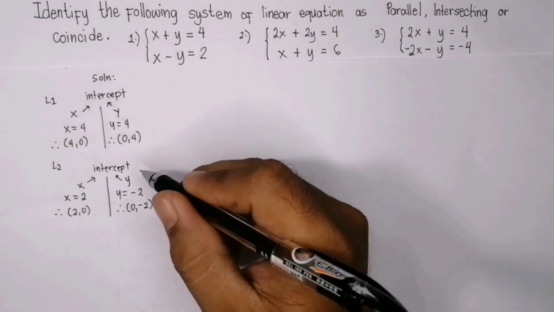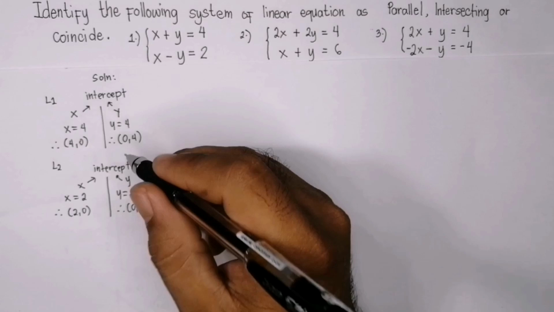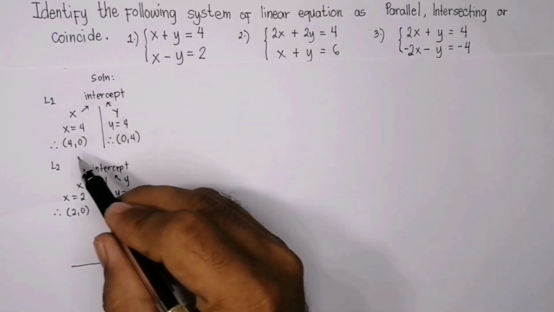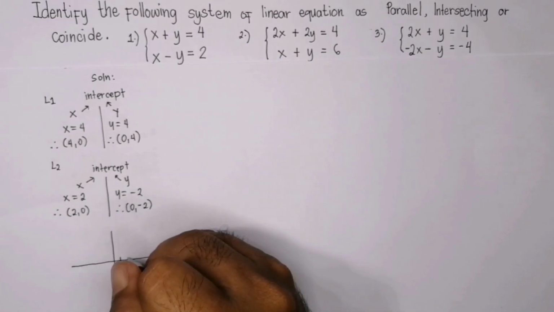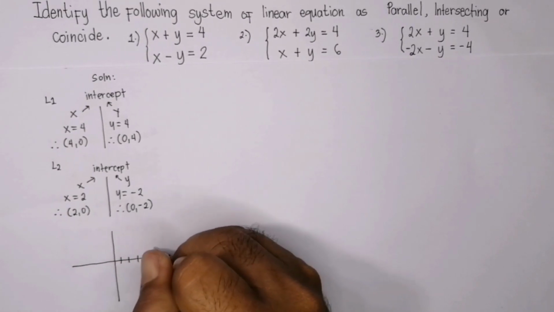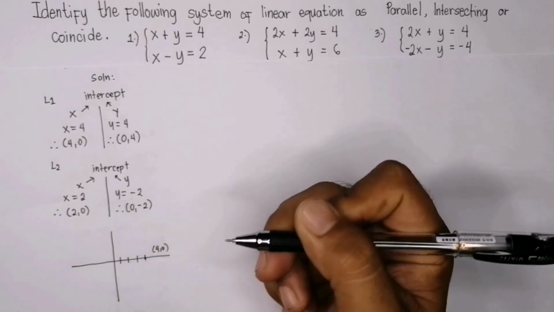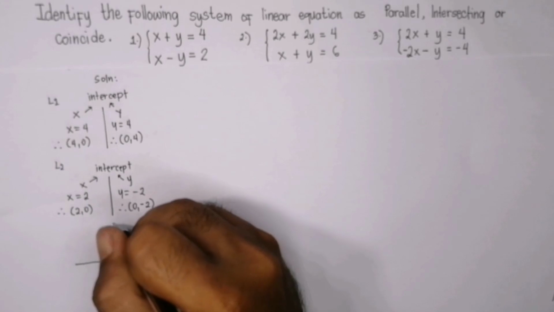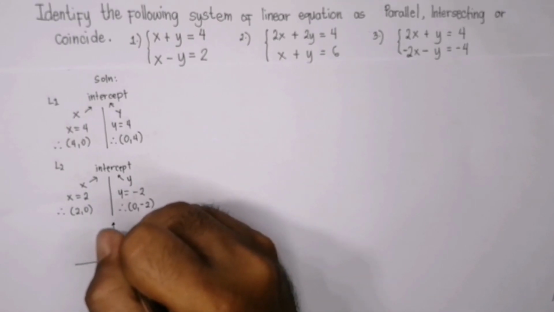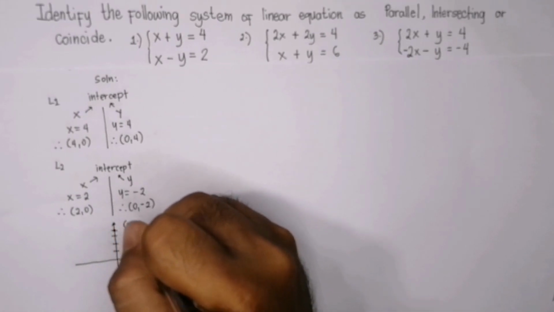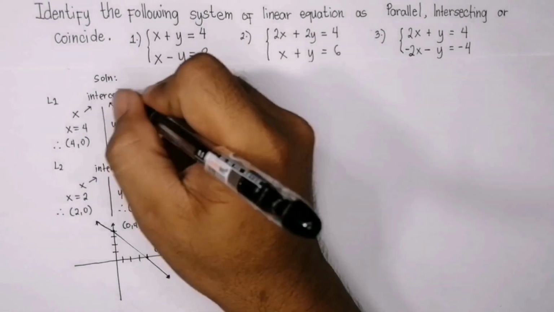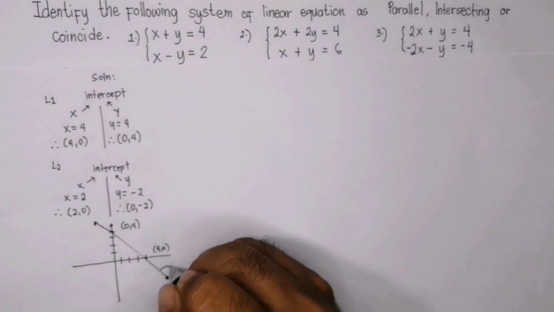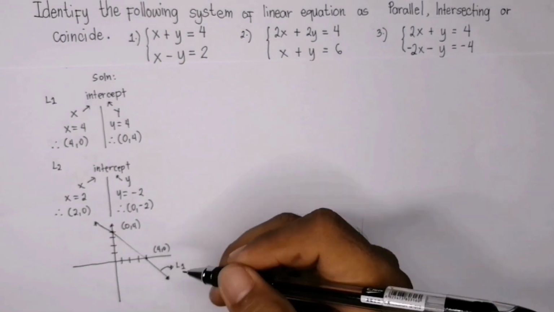So these are the 4 intercept values that we are going to use to graph this system of linear equations, problem number 1. So we have 4, 0, that is 1, 2, 3, 4. Put it here. So plot 4, 0. Then 0, 4, 1, 2, 3, 4. So we have here 0, 4. Since these values are coming from line 1, we will label it as line 1.